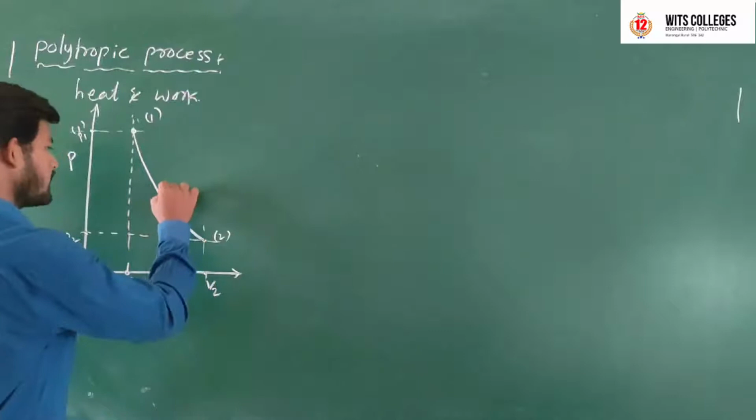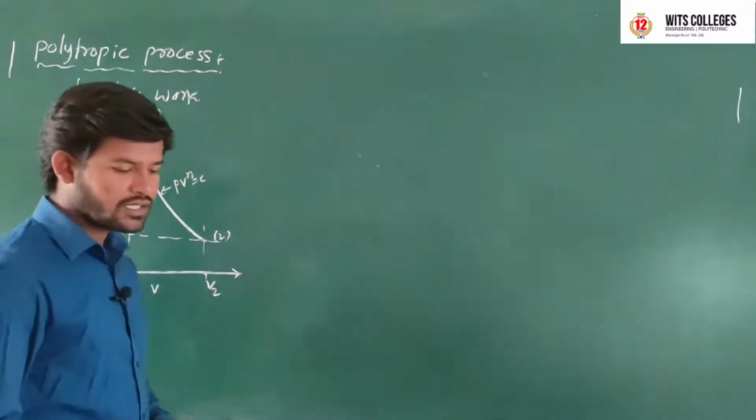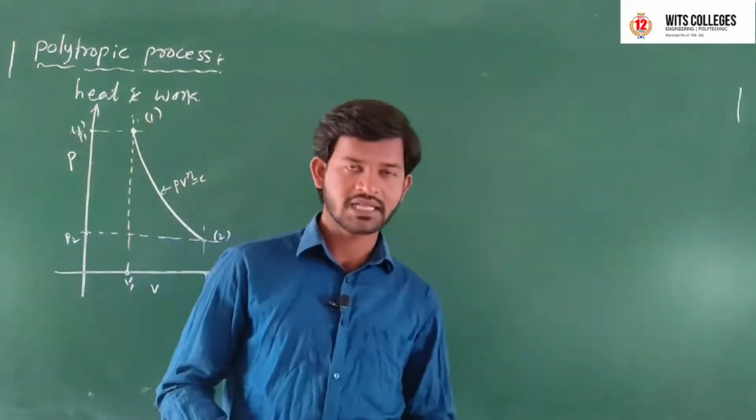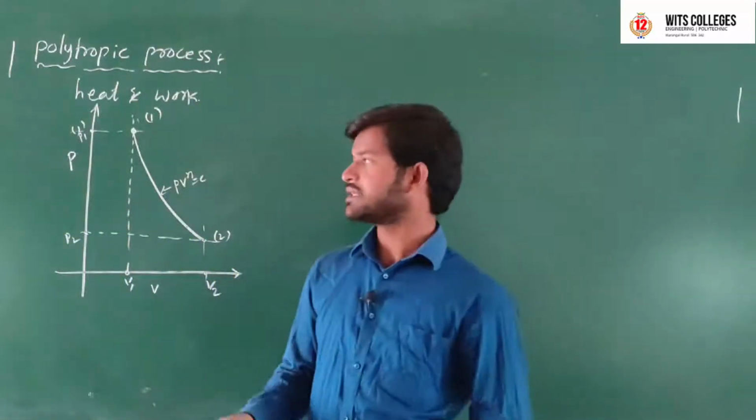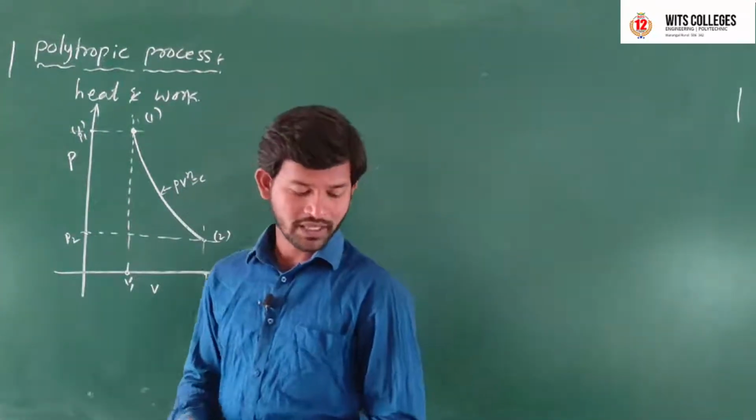Here this is PV to the power of n equals C. n means the polytropic index. As in the earlier session, gamma meant the adiabatic index. In this session, n means the polytropic index.